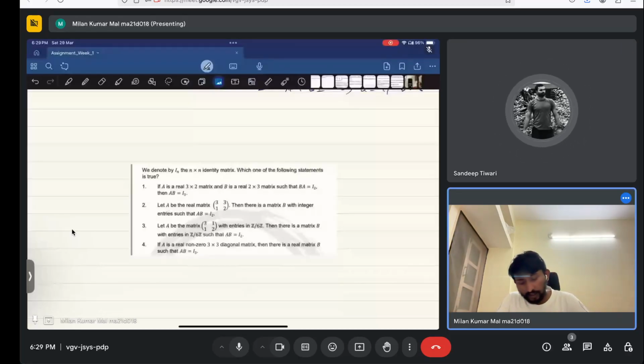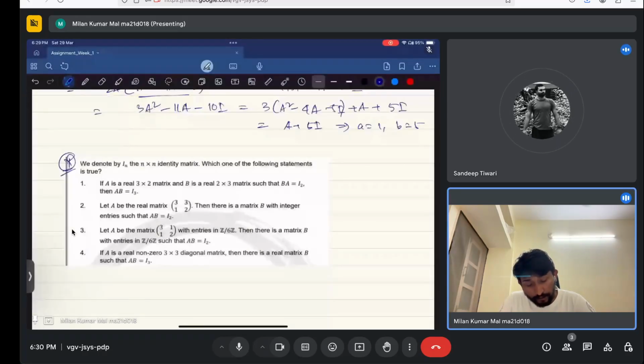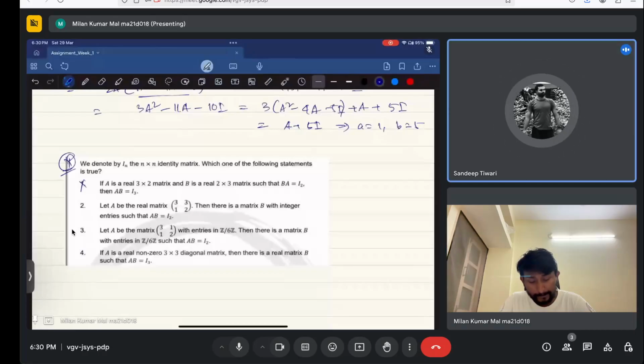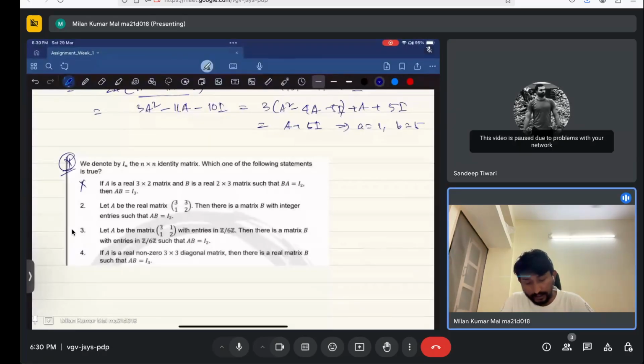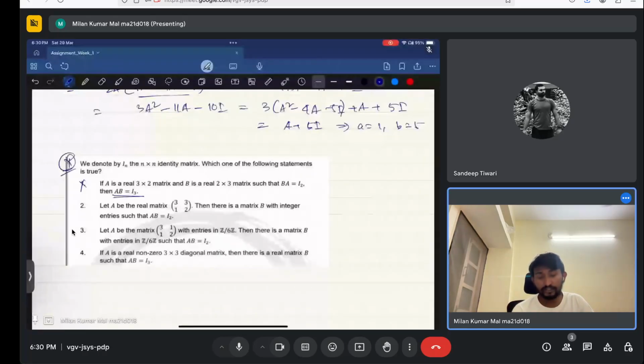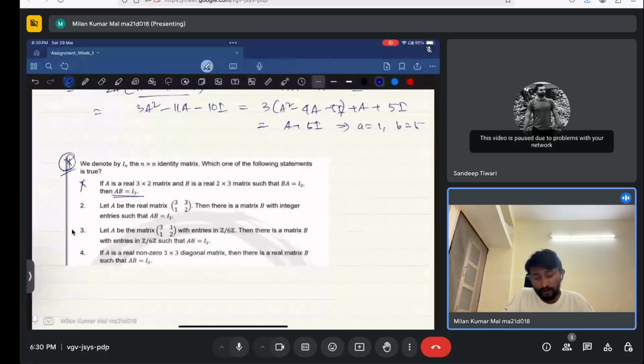I think one can create a counter example here, right? Theoretically also one can say, because whenever BA equals identity, that means A is injective but not surjective. So if A is not surjective and B is surjective but not injective, but here it is saying the reverse. Obviously, it will not happen.